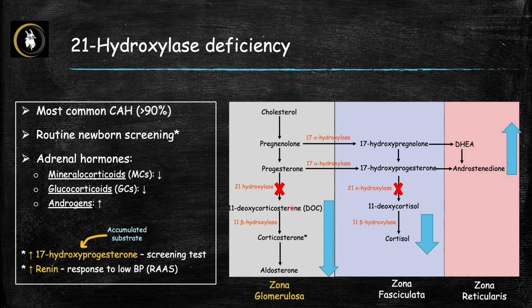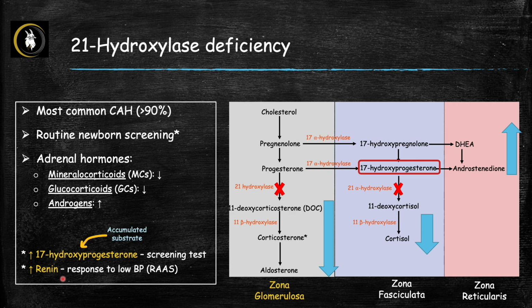And then finally, the substrate here is going to be very elevated, which is 17-hydroxyprogesterone. The reason that I mentioned this is the lab value that they actually use as the screening test for newborns. So it's checking the levels of 17-hydroxyprogesterone, and it's going to be very elevated in patients with this enzyme deficiency.